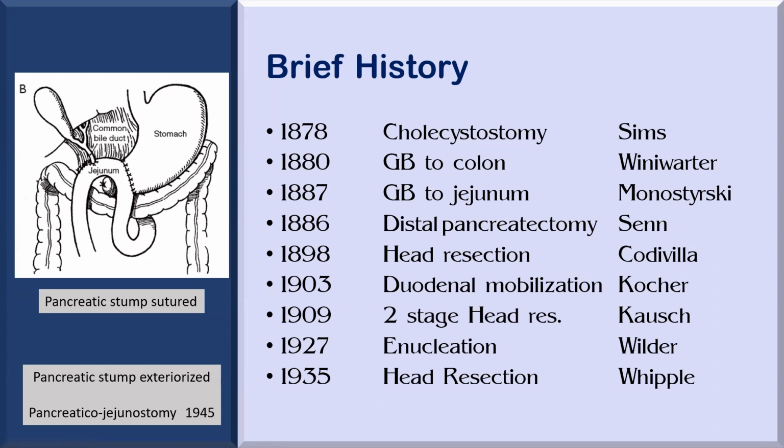In the sense that they took out the head and left the pancreas to drain freely, and then if the patient survived the first part, they went ahead and did the pancreatico-jejunal anastomosis at a second stage, a few days later. That need not be stressed. So that's when the pancreatic stump was exteriorized. That's the point I make here.